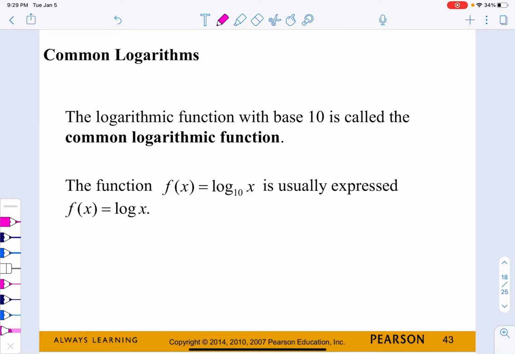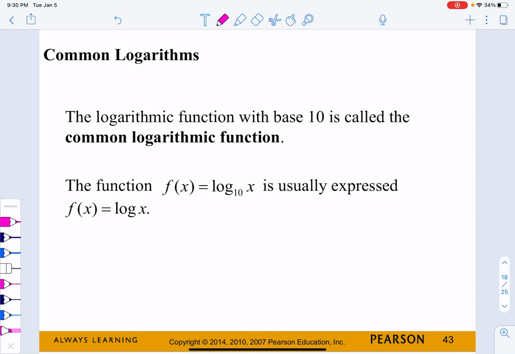And why does it revolve around a base 10? Look at your two hands. How many fingers do you have? You have 10 fingers. Why do you think we use a base 10? Because you have 10 fingers and it's easy to count by, right? So the common logarithmic function is going to use a base 10.